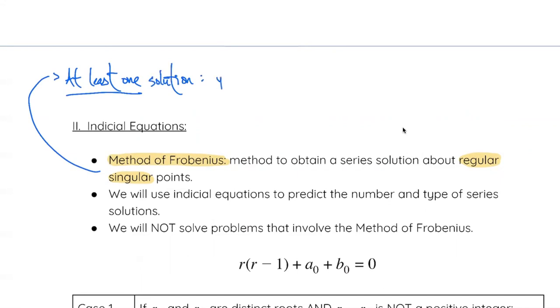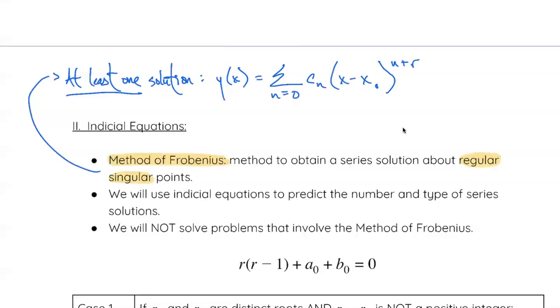And that is y of x is going to equal the sum from n equals 0 to infinity of some constant times x minus that regular singular point to the power of n plus r.